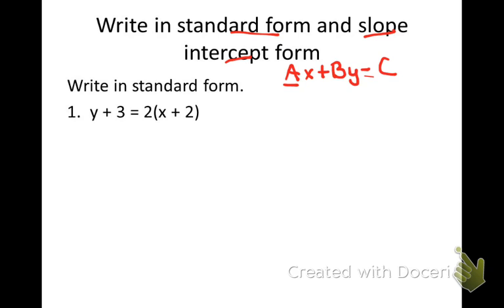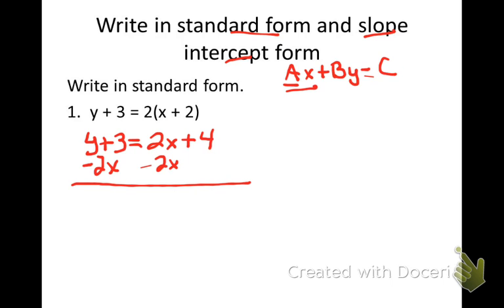So the first thing we need to do here is distribute. So I'm going to distribute my 2. It gives me 2x plus 4. Well, the x is on the right. I need to get it to the left, so I need to minus 2x from each side. Now nothing on this left side is like terms, and remember I want the x first, so I'm going to put the minus 2x first. I still have my y, I still have my 3, and the only thing I have left on this side is a 4. So it's starting to look a little better.